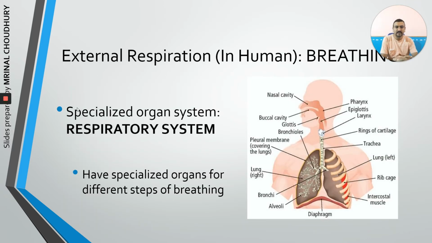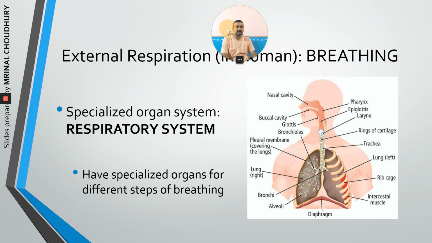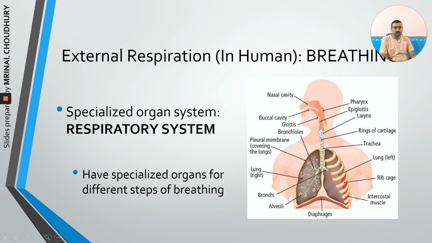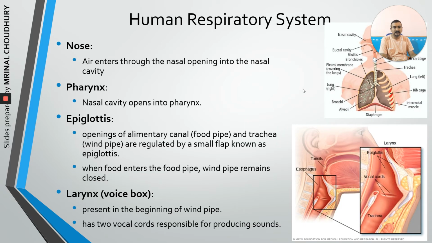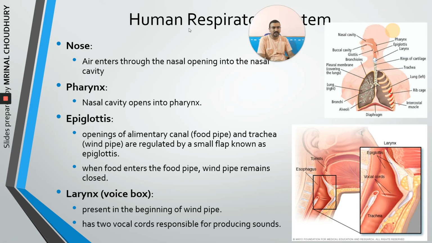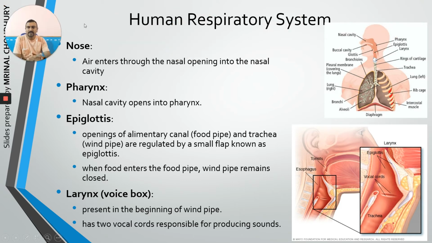Now coming to external respiration in human beings, which is essentially known as the process of breathing. We have a dedicated system in our body called the respiratory system, having specialized organs. If we look at these different specialized organs involved in the process of respiration, we start with the organ known as the nose. Everyone knows it is an opening through which the air enters, through the nasal opening called the nostril.